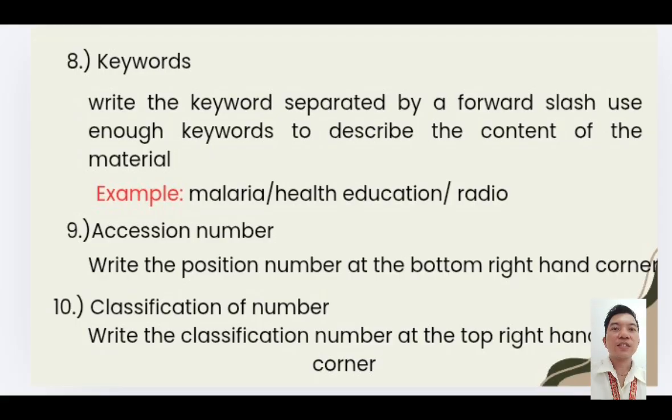Number 9, accession number. Write the accession number at the bottom right hand corner. Number 10, classification number. Write the classification number at the top right hand corner.